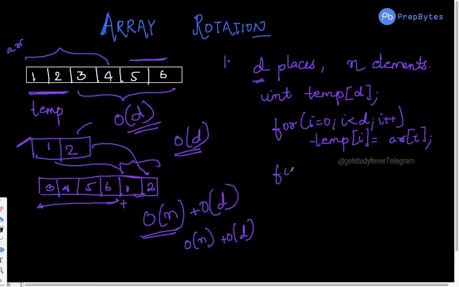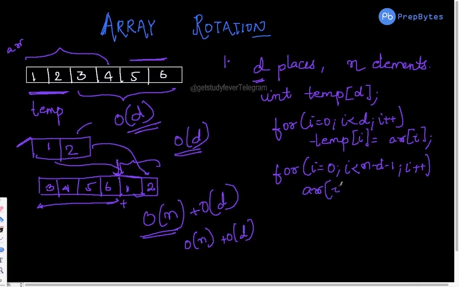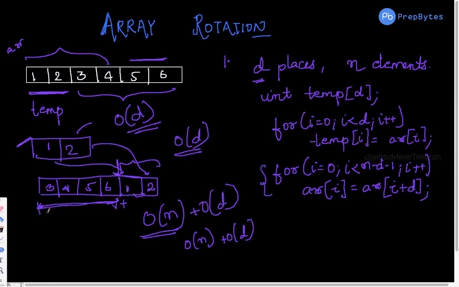What we can do is we'll again run a loop for i equal to 0 till i less than n minus d minus 1, because we have to do this particular shifting only till this particular place. So we have i plus plus, and what we'll do is our arr of i will be equivalent to arr of i plus d. So we have to do the shifting by d places. So this particular statement takes care of that. Now after this particular loop gets executed, we have shifted these 4 elements. Now we have to copy back these 2 elements.